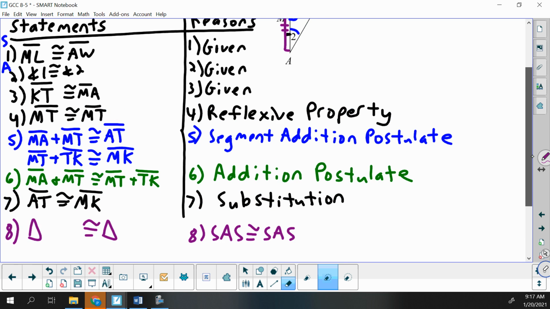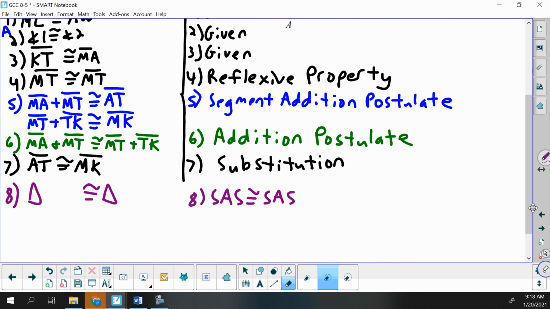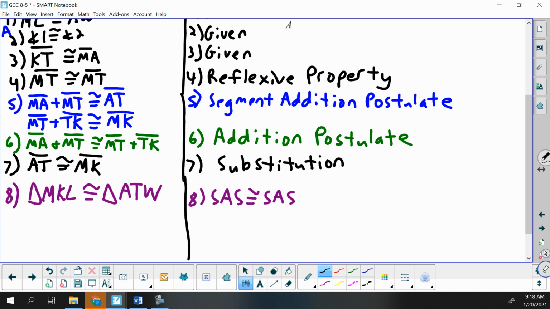For the statement, we got to figure out what the names will be. So the first one I'm going to call MKL. Well, M was down at the marked congruent angle, so that should match with A. K was up at the top there, that should match with T, and then W. So MKL is congruent to ATW. And again, name the first triangle whatever you want, and then just match it up in the second triangle. And then to finish this off, we'll do our congruent triangles implies congruent corresponding parts.